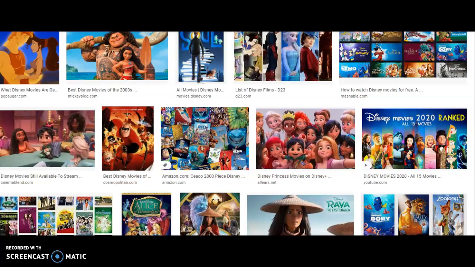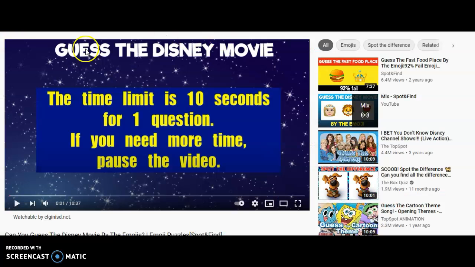Are you a Disney fan? Are you familiar with Disney movies? We are going to test your knowledge on Disney movies today by Guess the Disney Movie using emojis.